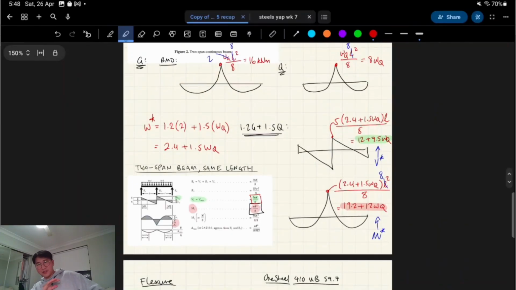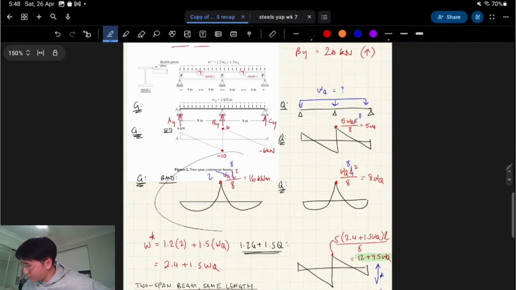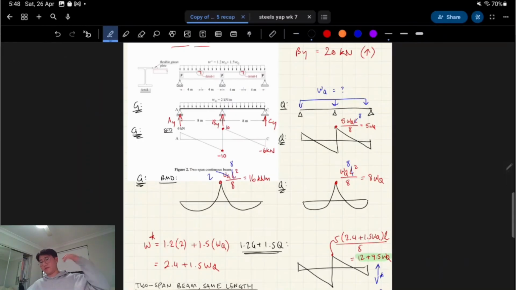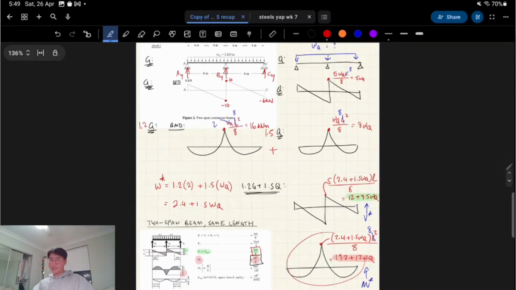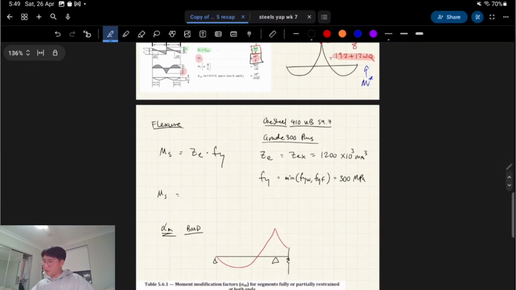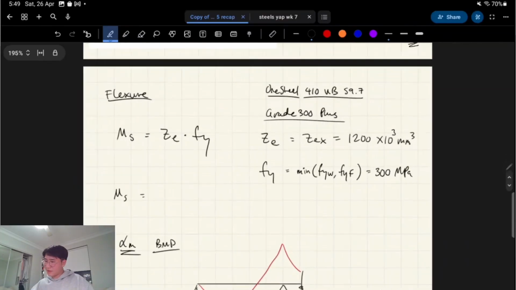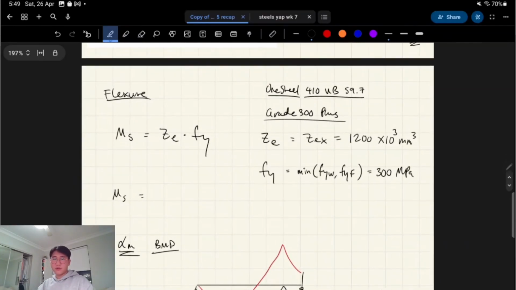In your exam, you don't have to draw all that. You don't really have to draw any of this stuff out. It's more just to show you how these things work: you take 1.2 times whatever I wrote there, 1.5 times whatever I wrote there, and you add them together, combine them, and that's where you get this bending moment diagram, which is what we actually need. So we need M star and V star. Okay, next we'll talk about section capacity.